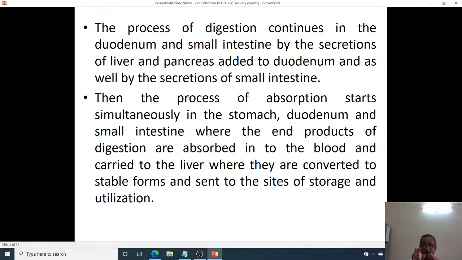So these things are absorbed, and of course water is also absorbed in the stomach. Then in the duodenum and small intestine, the enzymes of the liver, the pancreas, and the small intestine are all acting on the basic elements present in the food, and they are being digested and converted into absorbable form, which are absorbed in these structures, that is the stomach, duodenum, and small intestine. Then they go in the bloodstream to the liver, where they are converted to stable forms and sent to the sites of storage and utilization.